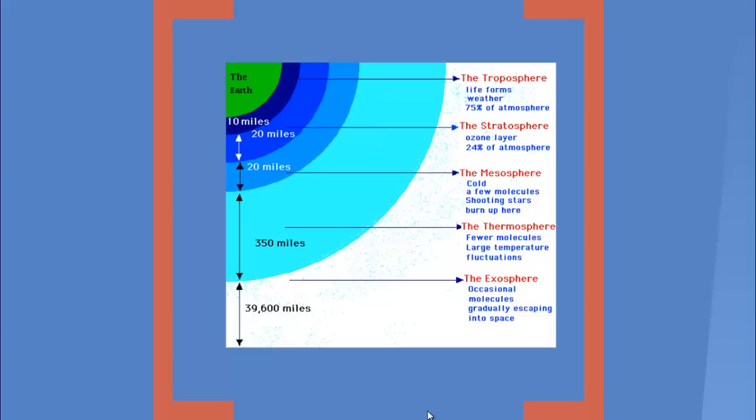Large temperature fluctuations, because now we're getting far enough away from Earth that we don't have enough heat, but we're also getting far enough away from Earth that we're getting closer to the sun. And then the exosphere, that's like when you think of outer space. That's like to outer space, or to, as Buzz Lightyear would say, to infinity and beyond. So that's kind of out in the middle of nowhere.